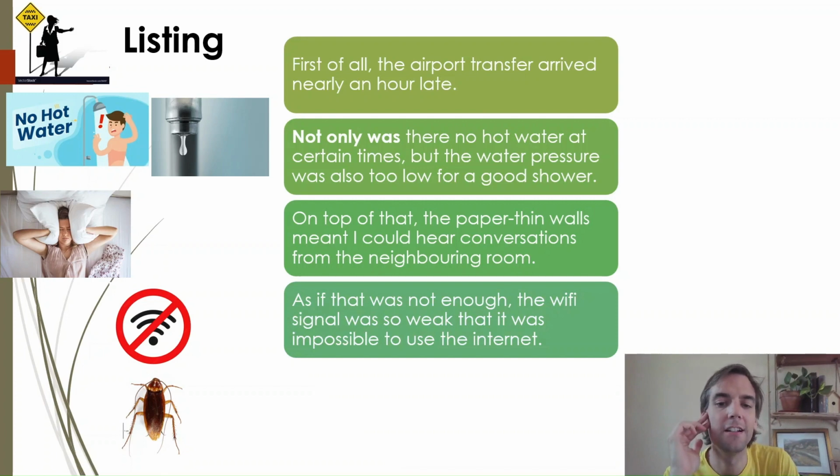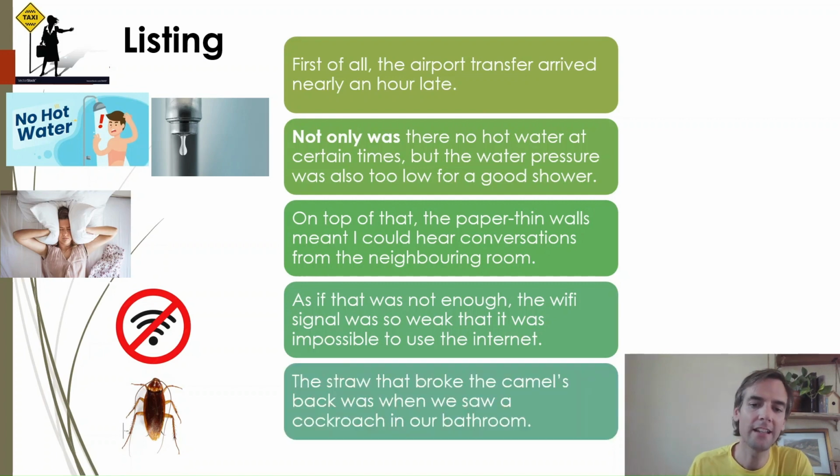As if that was not enough, the Wi-Fi signal was so weak that, again, I'm thinking about the impressive grammar. The grammar you see on a C1 use of English exam is the grammar you should be using in the writing, because that's what they think is C1 grammar, isn't it? So weak that it was impossible to use. Nice expression. And the straw that broke the camel's back was when we saw a cockroach in our bathroom. Oh dear, get out of there, not good enough.